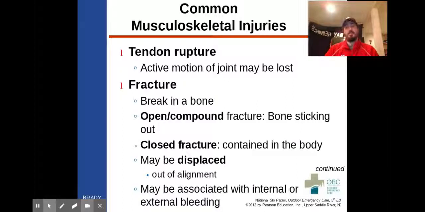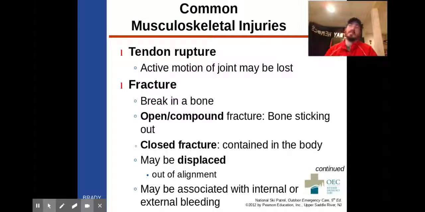Another type or characteristic of a fracture is that it may be displaced, right? Which is when it's out of alignment. So normally our wrist looks like that, our arm looks like that. But if you get some funky shapes, that's a displaced, sometimes called angulated, depending on if it's twisted at an angle, okay? And like we just said, it may be associated with internal, external bleeding.